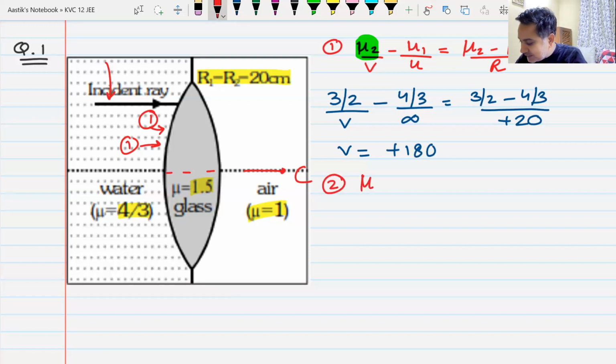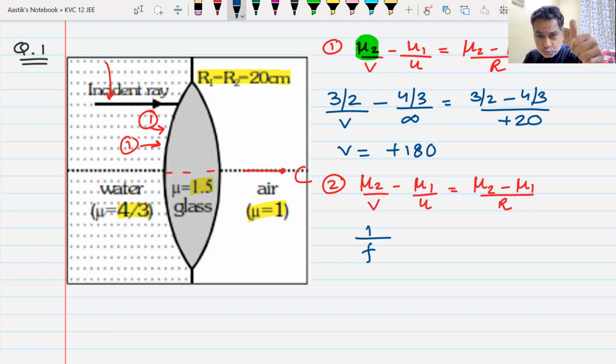I will write the formula for the second surface. mu2 by v minus mu1 by u is equal to (mu2 minus mu1) by R. Quickly tell me what is the value of mu2 here. 1, sir. mu2 is 1. What is the value of v? v is the focal length, yes or no? Yes, sir. Well done. Minus, what is the value of mu1 here? 3 by 2.